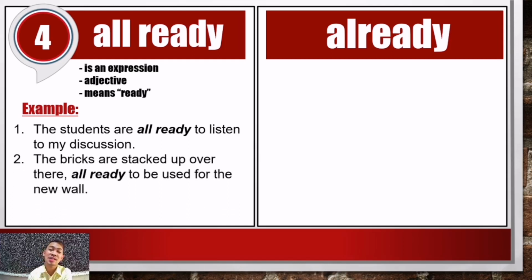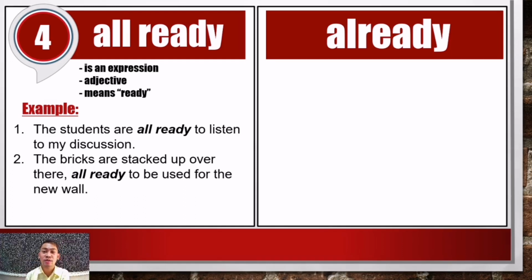Now that's also the same with number two sentence. The bricks are stacked up over there all ready to be used for the new wall. The bricks are ready, or they are quite ready to be used for the new wall. So from that point, we already know the purpose of "all ready", which means to say that someone or something is ready, prepared.